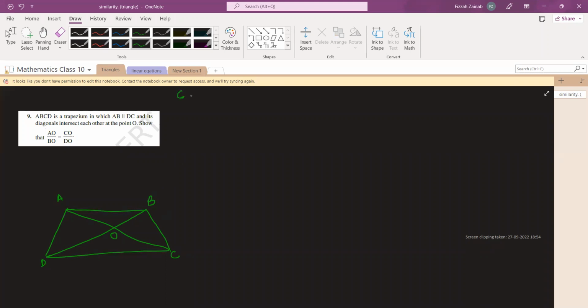Okay, so let us write down what is given here. It is given that ABCD is a trapezium, right? Or you can say that AB is parallel to CD. I mean, when we write it is a trapezium, it means that any two sides are parallel and the other two sides are non-parallel. You have to show that AO upon BO is equal to CO upon DO. So everybody look in the figure, where is AO and where is BO, right?